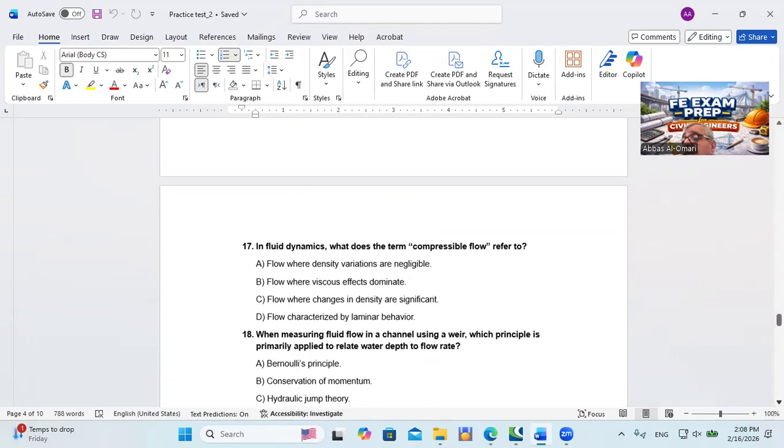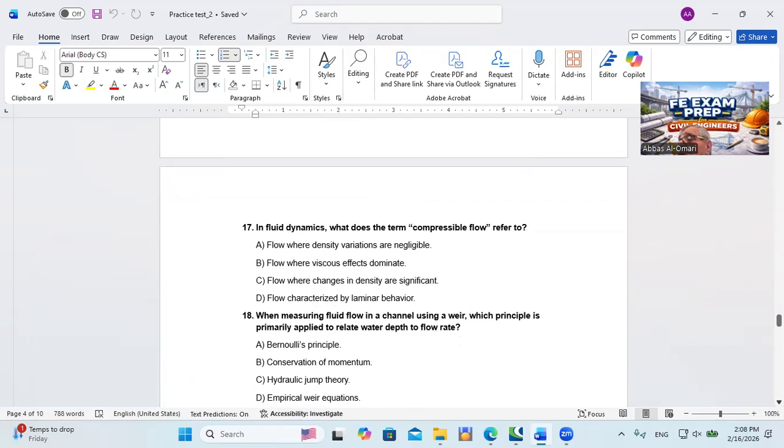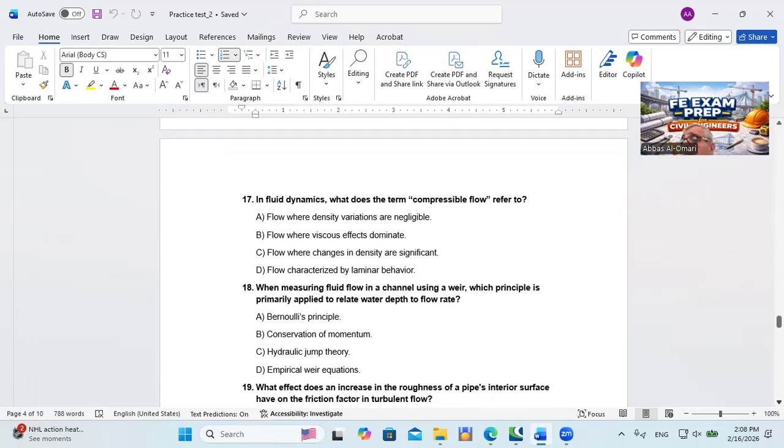The next question: in fluid dynamics, what does the term compressible flow refer to? Compressible and incompressible flow is defined by how we measure d rho by dp, how fluid density changes with pressure. If a fluid density does not change with increasing pressure, we call the flow incompressible. If a fluid density changes with the pressure, the flow is compressible.